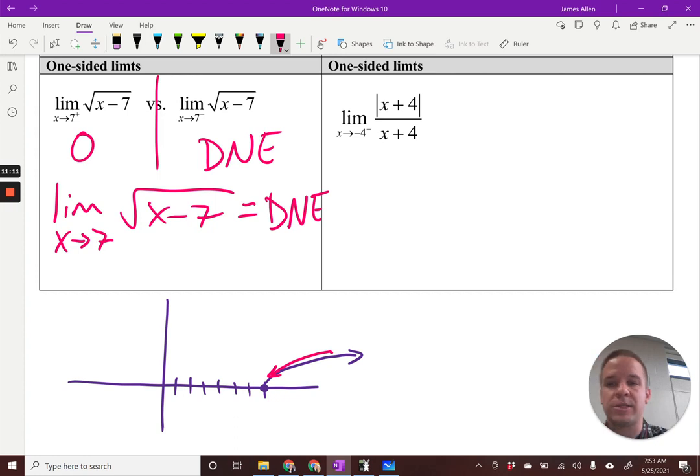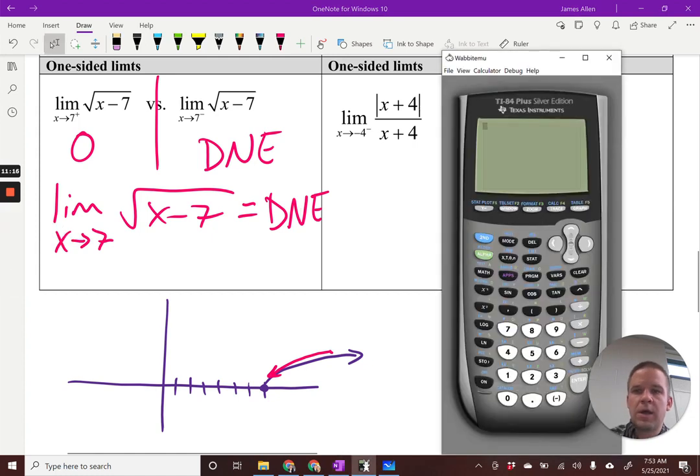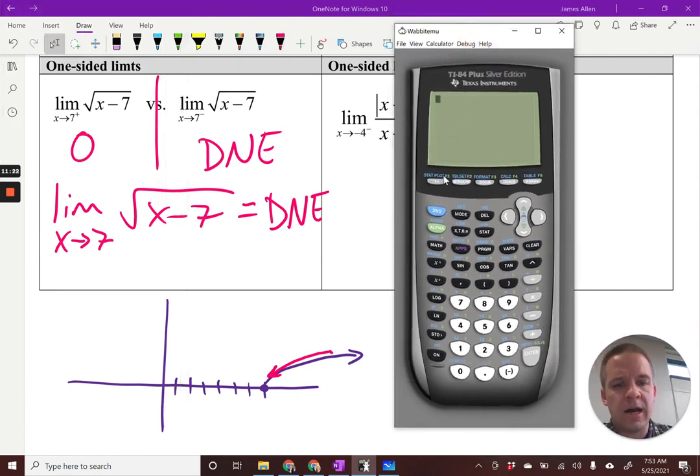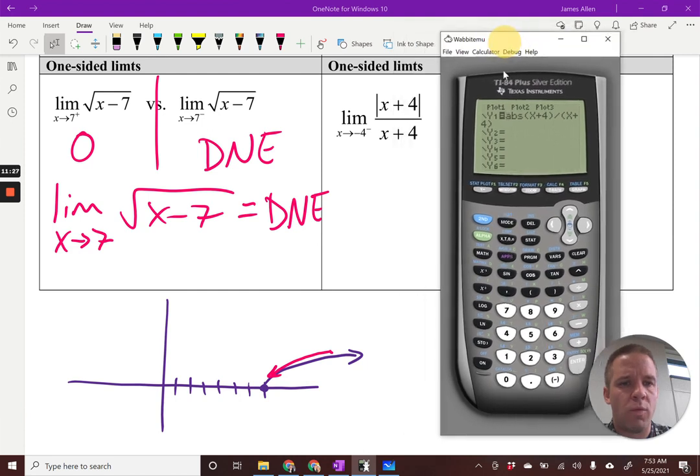Now let's take a look at this last one here. And we're going to pull out our calculator for this, okay? All right, so I've got my TI-84 Plus Silver Edition on my emulator. If I go to my y equals, I'm going to plug that in. I've already done that. Now you might be wondering, hey man, where did you get that absolute value? If I hit math right there, I arrow over to number, it's the first choice.